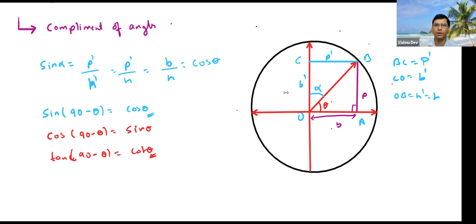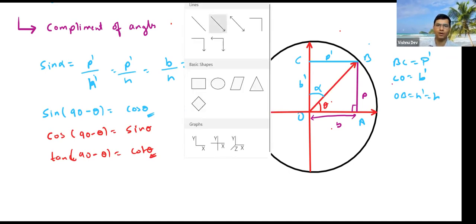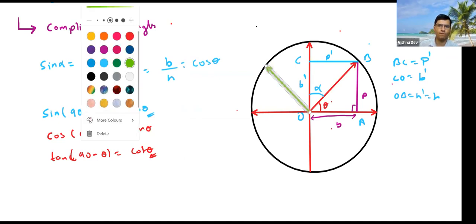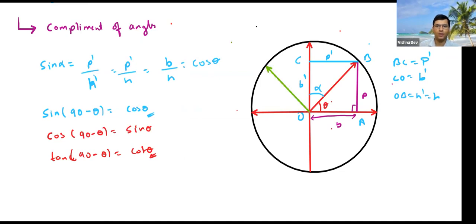Now, what if we talk about the second quadrant? Think about it. Suppose I talk about the second quadrant like this. Okay, now when I talk about the second quadrant, what is this angle? Tell me. Suppose this angle is theta, or suppose this angle is alpha beta.